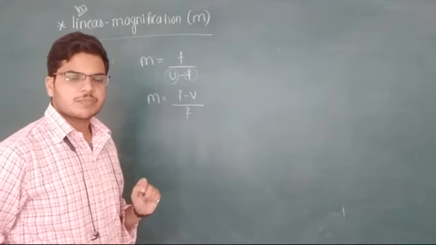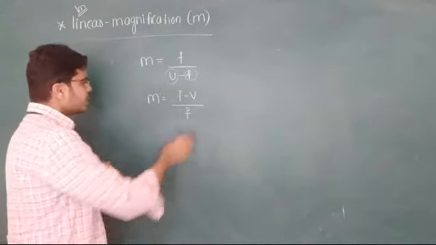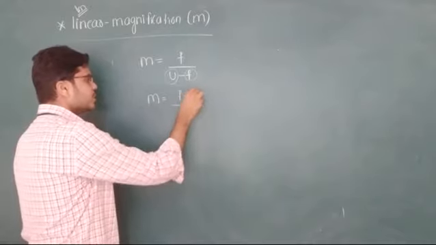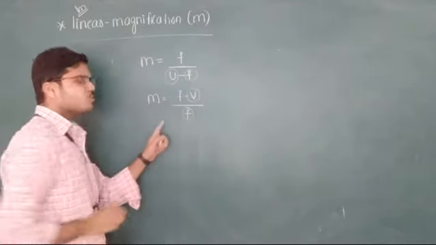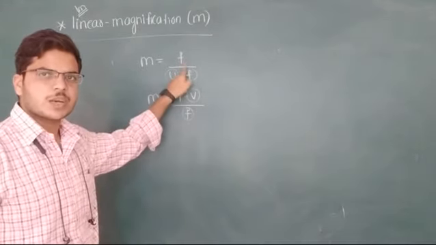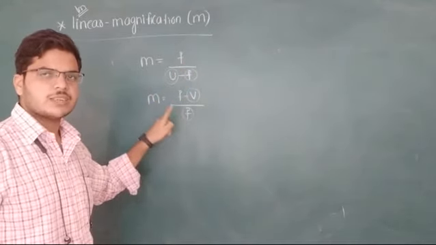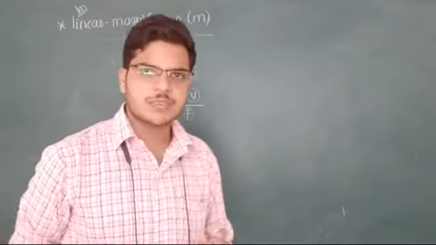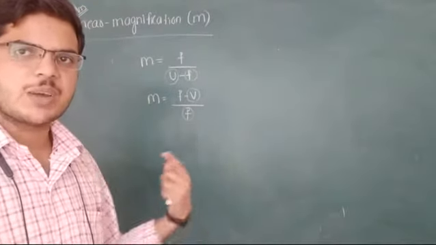In the second case, what will happen? They give image distance and they give focal length. At that time, we must use this formula. This is for object distance and focal length. This is for image distance and focal length. These are the formulas to calculate the linear magnification.